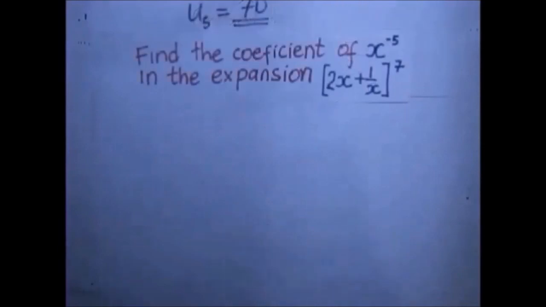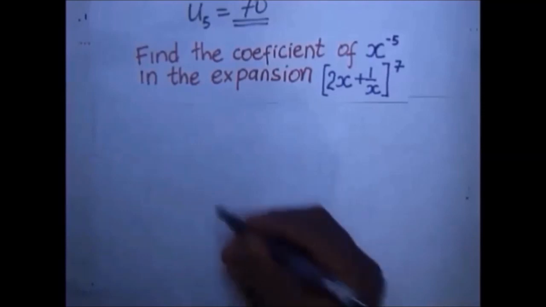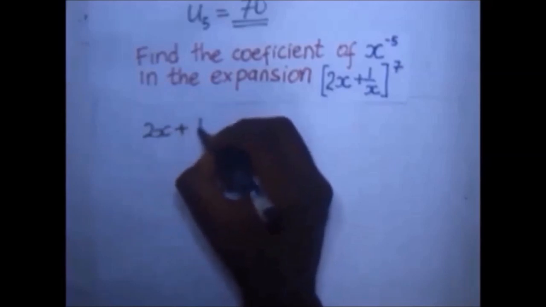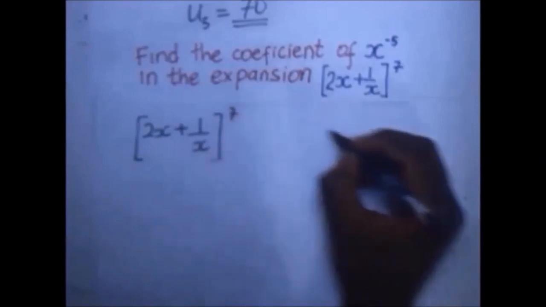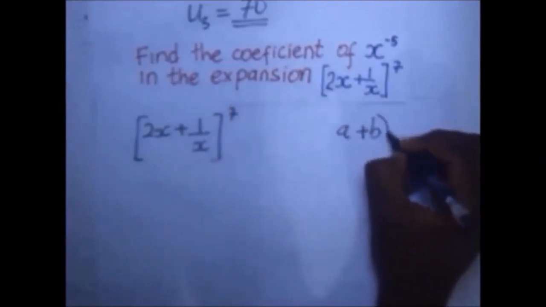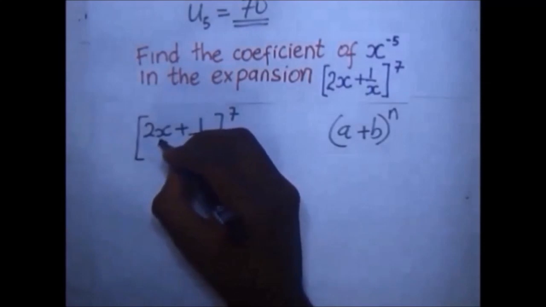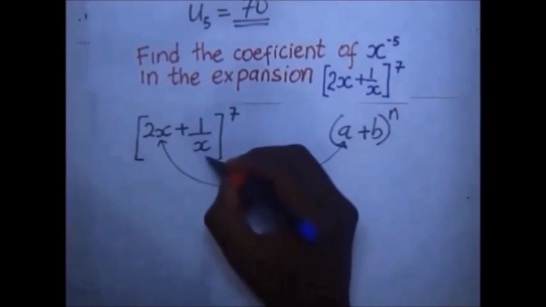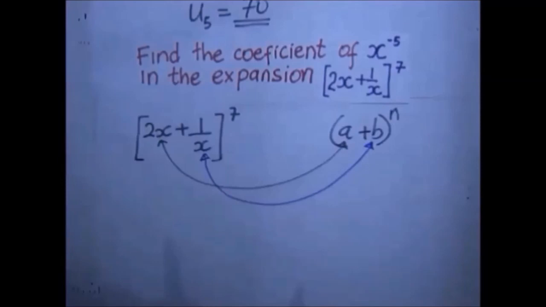First of all, we're supposed to first find the value of r. How do you find the value of r? Compare 2x plus 1 over x, to the power 7, with a plus b to the power n. When we compare those two, you find that our value of a is that, and our value of b is this. That's our value of b, and that's our value of a.